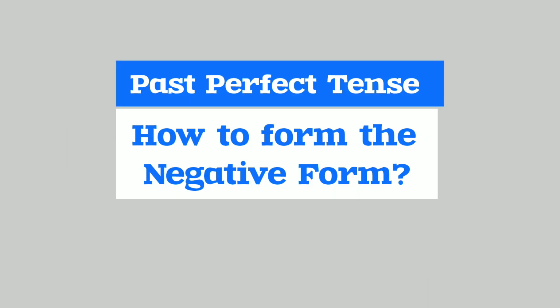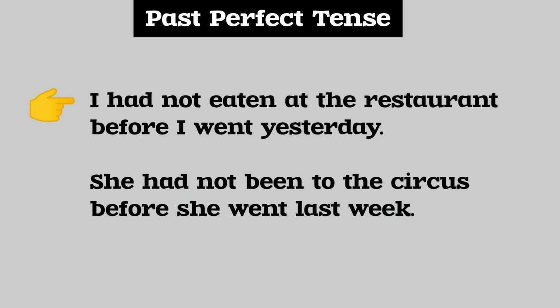Now let us move to how to form the negative in the past perfect tense. Let us have a look. I had not eaten at the restaurant before I went yesterday. Again, we have the past perfect tense here and the past simple tense here.